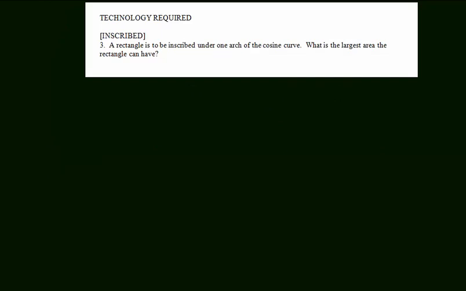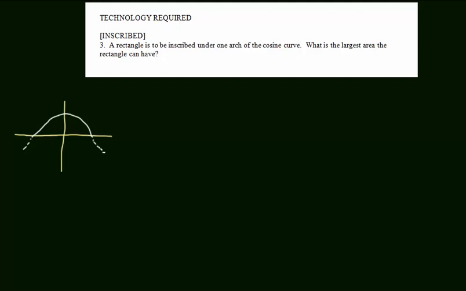A rectangle is to be inscribed under one arc of the cosine curve. Now this is real life. What is the largest area the rectangle can have? Okay, let's start off with a sketch. Not necessarily with technology, but in our mind, we should know what the cosine curve looks like. It comes up like this, comes through, and then continues on over here. That's one arc of the cosine curve.